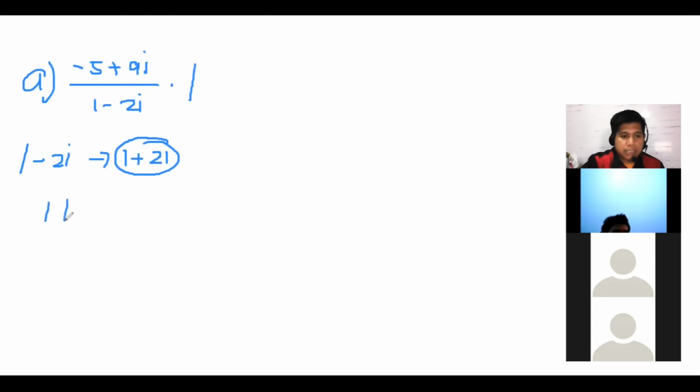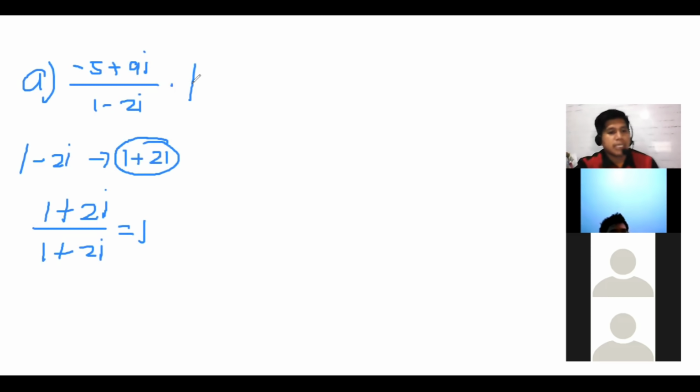But, diba? 1 could be expressed as 1 plus 2i over 1 plus 2i. This is actually equal to 1. So, if we're going to multiply it by 1, we are not actually changing the whole thing. We are not doing something on the number because we are just only multiplying it by 1. And in the rule of multiplication, whatever number multiplied by 1, the answer is always that number. So that is the identity element rule in multiplication.